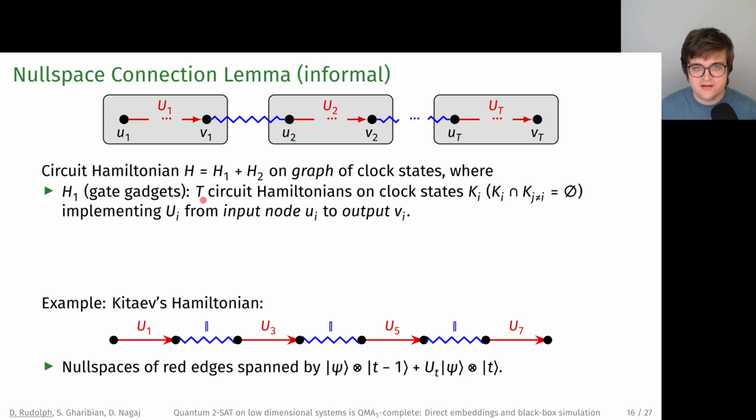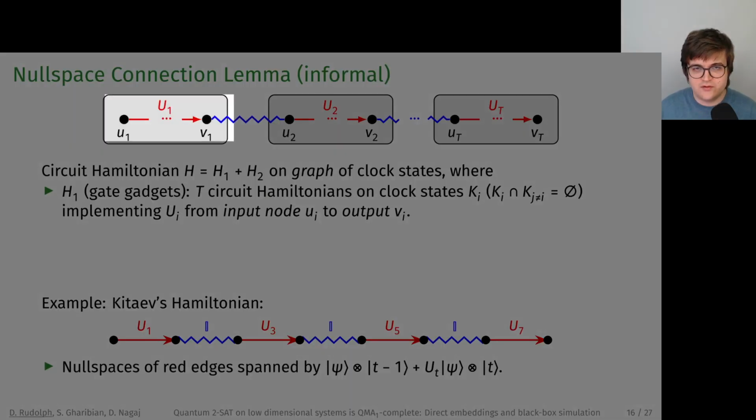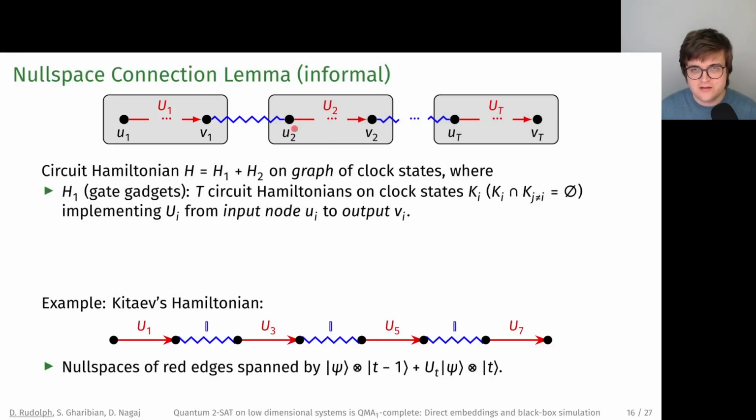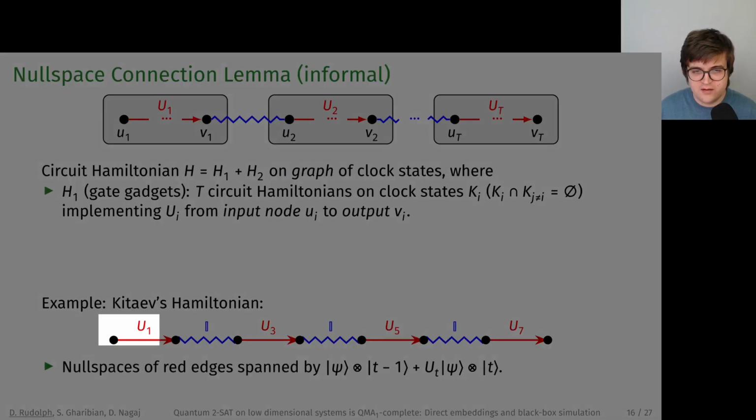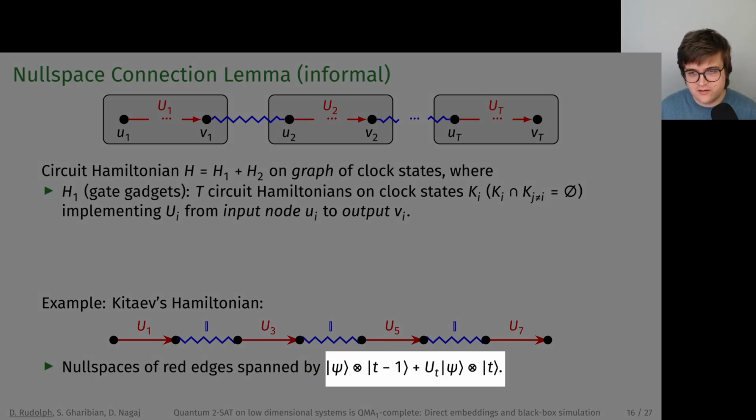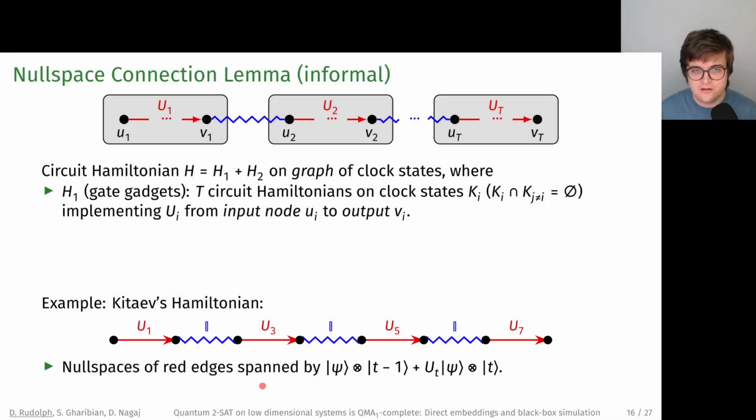H1 consists of the gate gadgets, which is T circuit Hamiltonians on clock states. So we have a small circuit Hamiltonian here. And these clock states are disjoint between the gadgets. So here we have the example of Kitaev's Hamiltonian. We just added some identities to have this gadget layout here. And what we have is that the null space of each gadget is spanned by a local history state. It's just on the time steps t-1 and t.